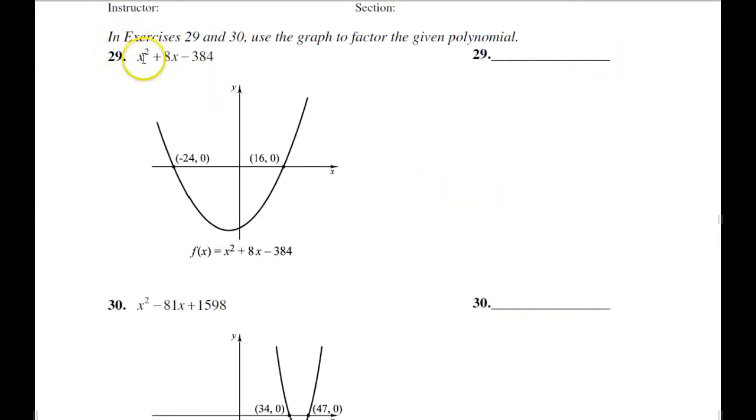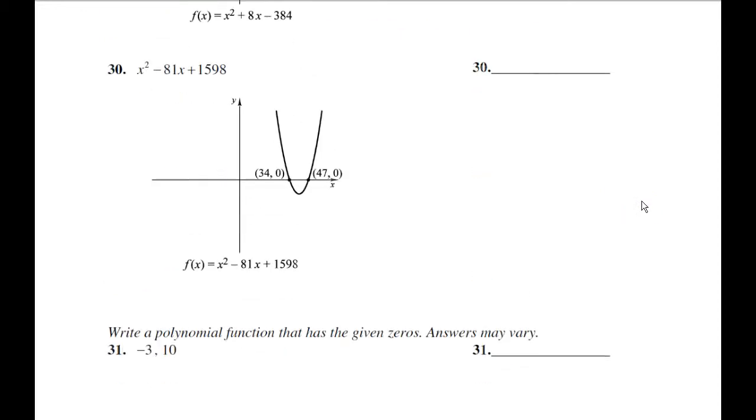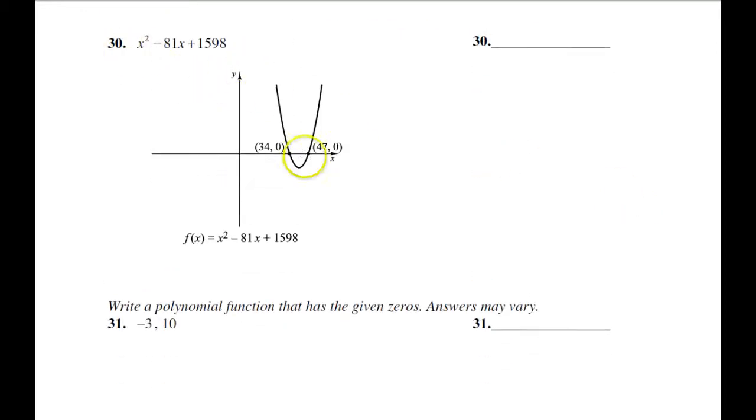Now in this one, again, they're showing you the graph. We want to find the zeros. So here, it's going to be a -24. And here, it's going to be a +16. If you were to graph that, that's what it would look like. That's what we're doing. And it would factor into those. Going up a little bit. Here, the same thing. Find the zeros. So x is 34. X is 47. We are finding the zeros.